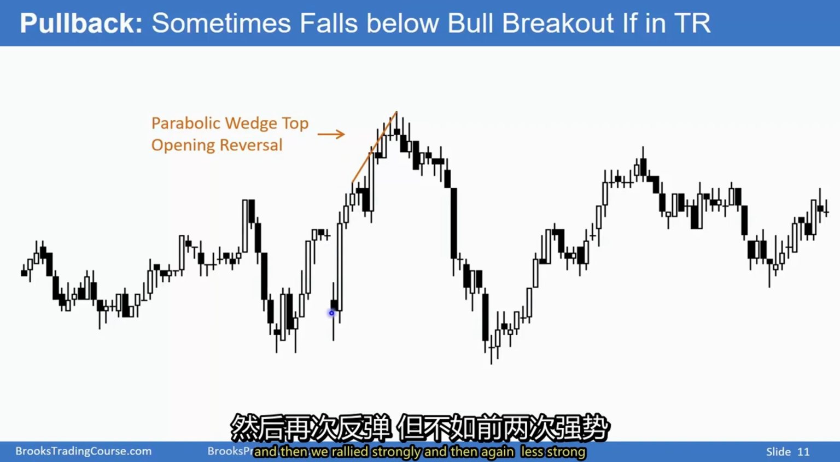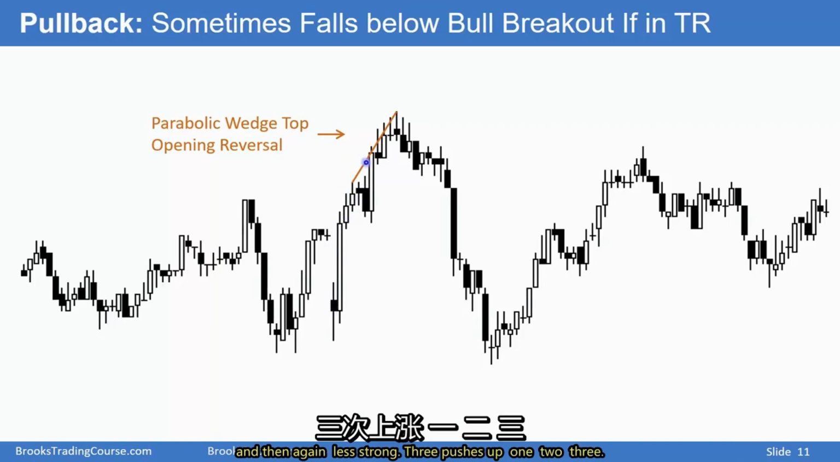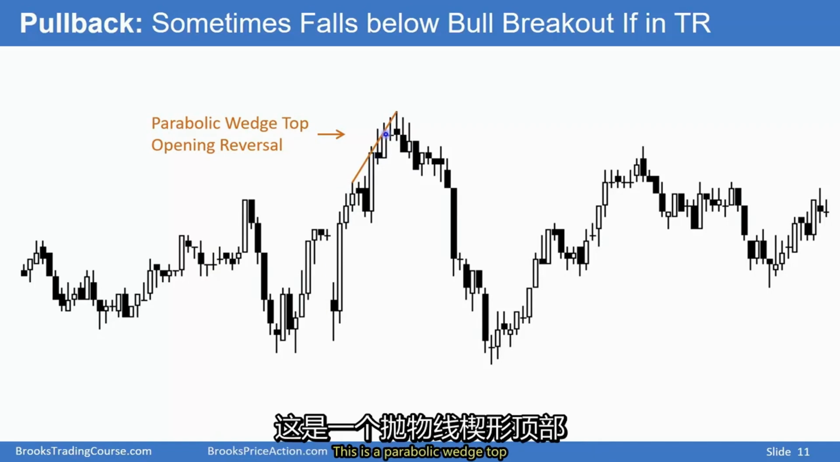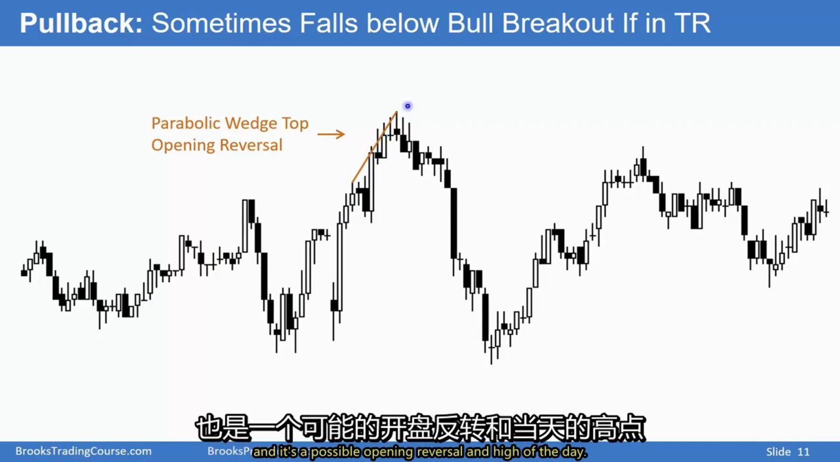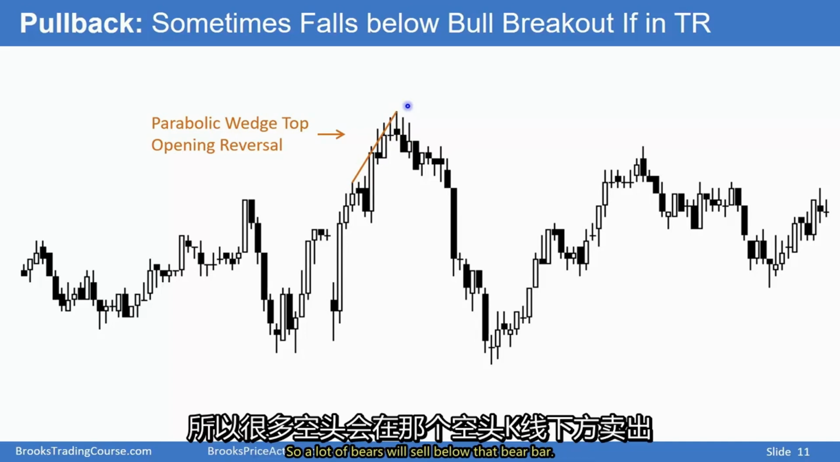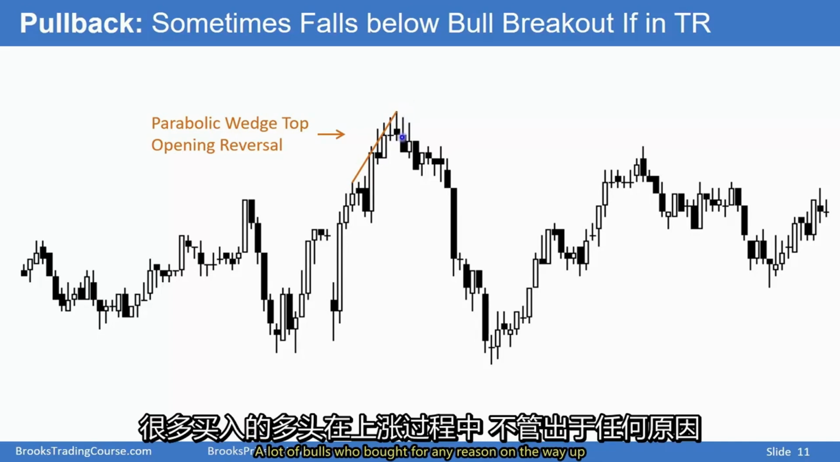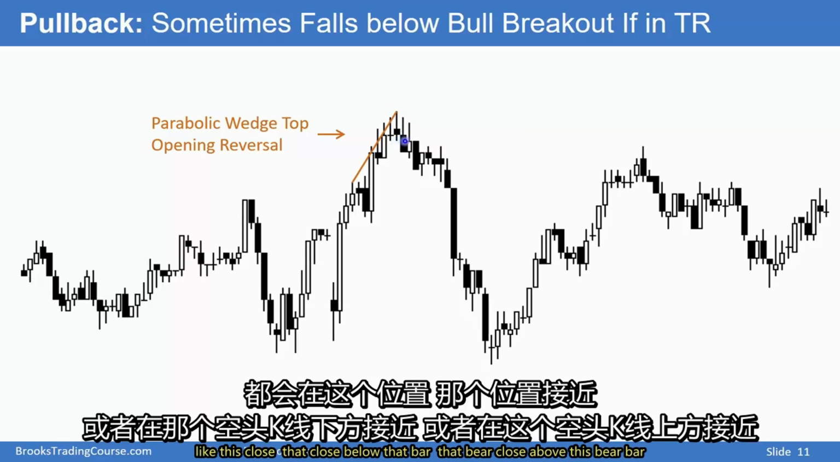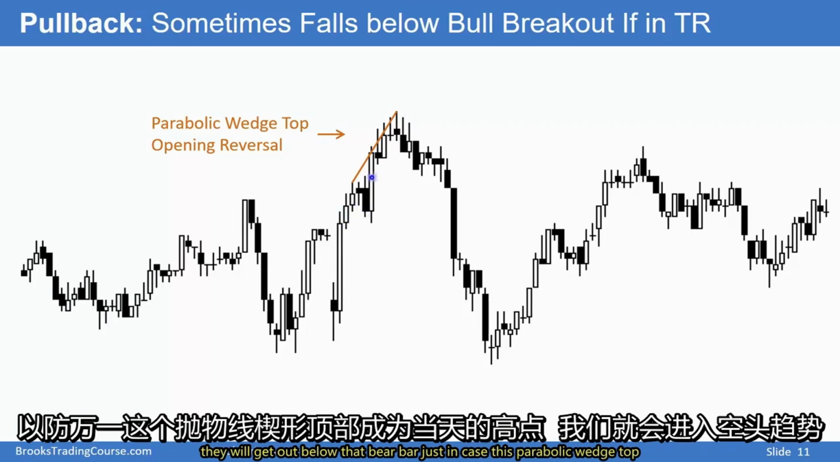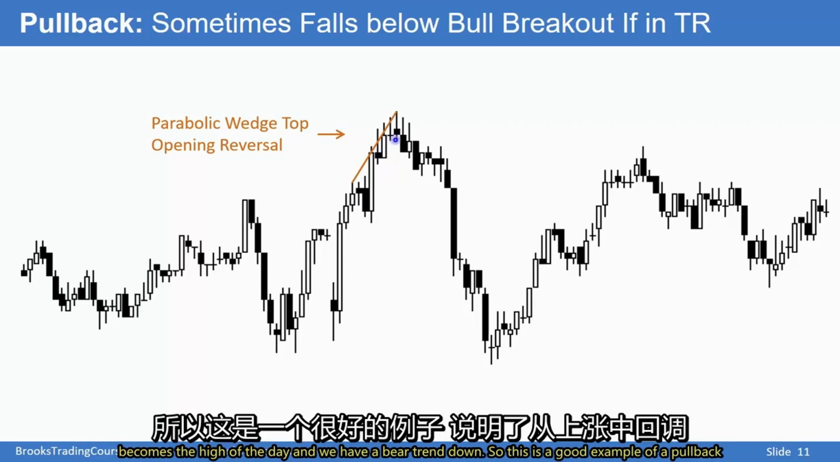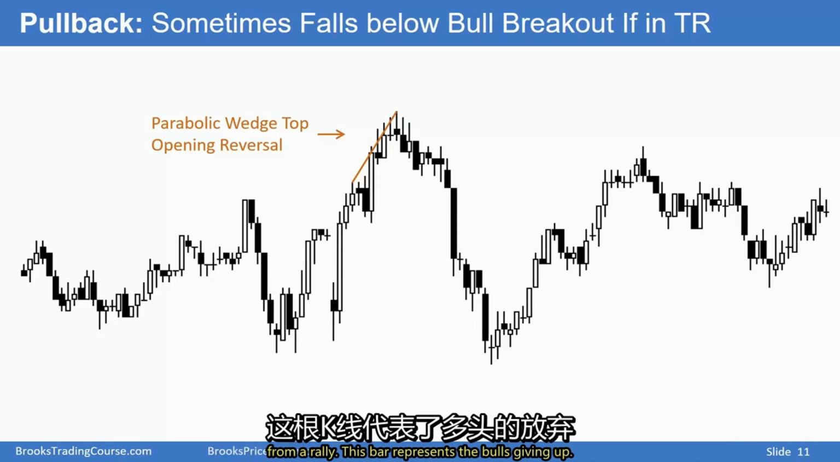You can see we gapped down on the open here, and then we rallied strongly, and then again less strong, and then again less strong. 3 pushes up, 1, 2, 3. This is a parabolic wedge top, and it's a possible opening reversal and high of the day. So a lot of bears will sell below that bear bar. A lot of bulls who bought for any reason on the way up, like this close, that close, below that bar, that bear close, above this bear bar, they will get out below that bear bar just in case this parabolic wedge top becomes the high of the day and we have a bear trend down.